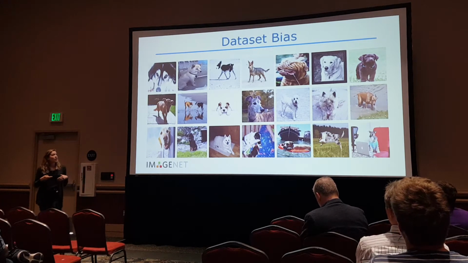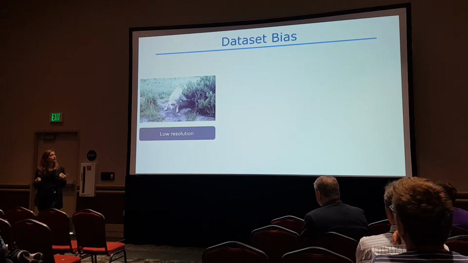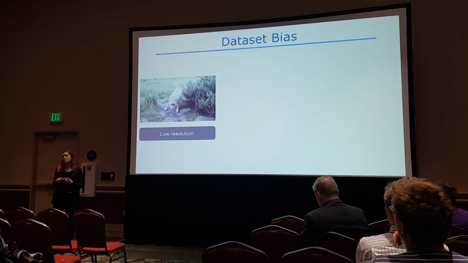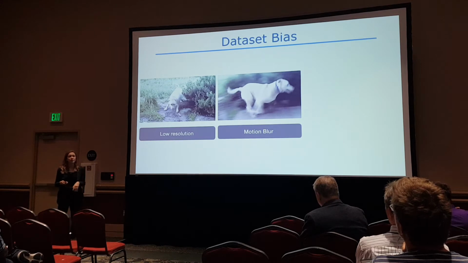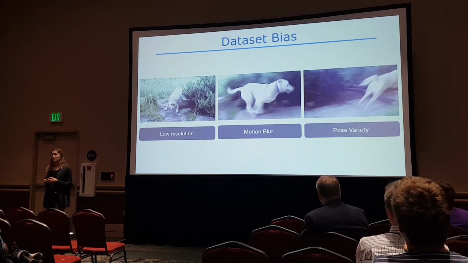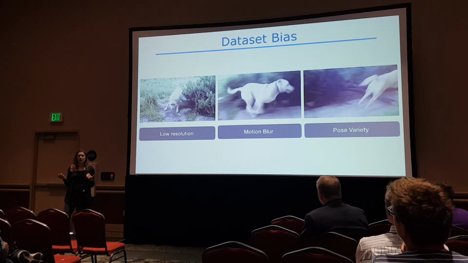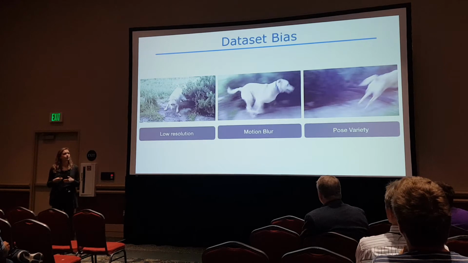And so when you take a model that's trained on images like this and then try to recognize the dog in a video, you now have to deal with all sorts of other biases that come out of what was interesting to share in the video medium, such as lower resolution, motion blur, and a larger variety of poses than you saw in the still image database. And this causes a huge degradation in performance for our models.